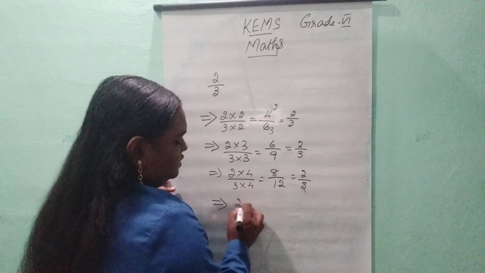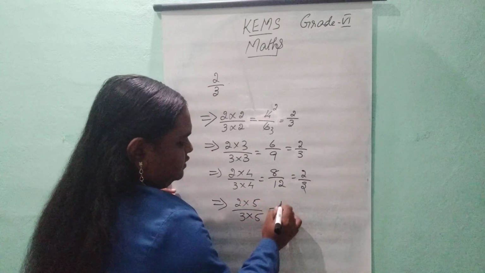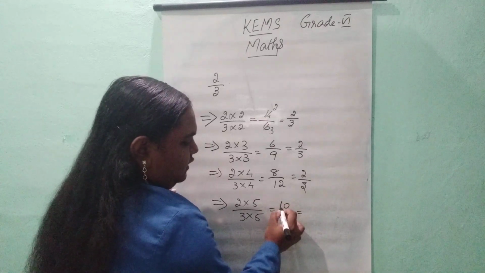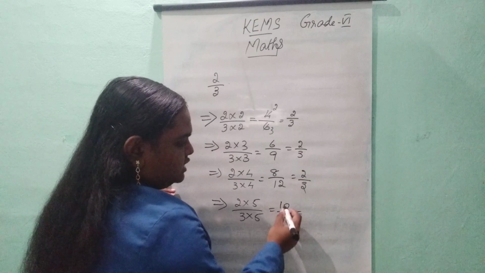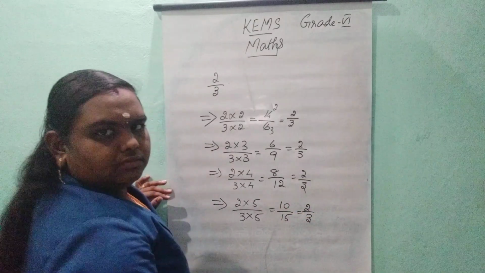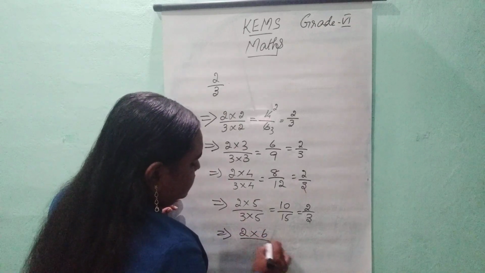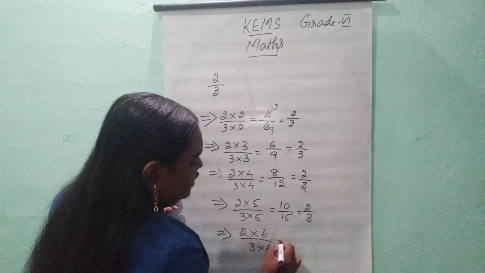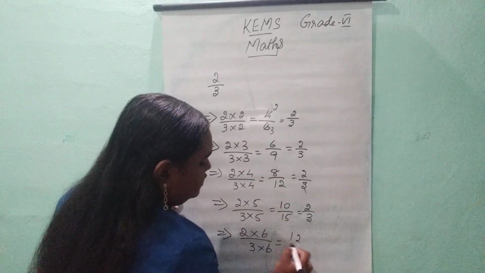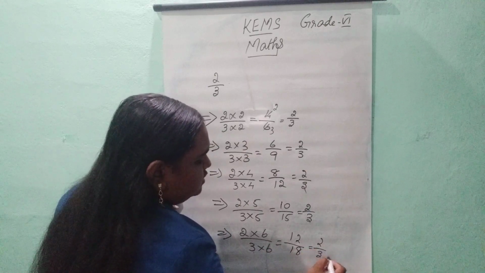Then 2 into 5 by 3 into 5. 5 2s are 10, 5 3s are 15. So if you are taking the multiplication table of 5, 5 2s are 10, 5 3s are 15. And the last one is 2 into 6 divided by 3 into 6. We only have to find the 5 equivalent fractions. So 6 2s are 12 divided by 6 3s are 18. So the answer is 2 by 3.